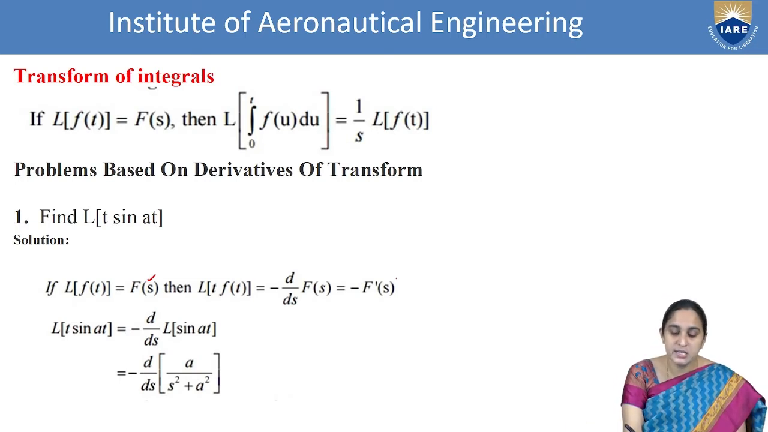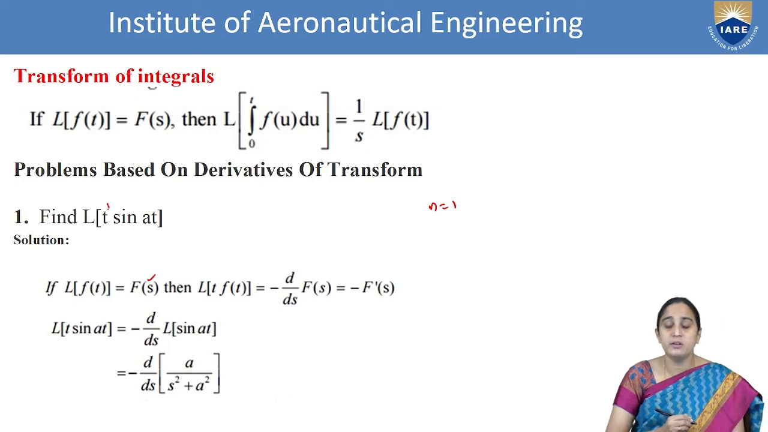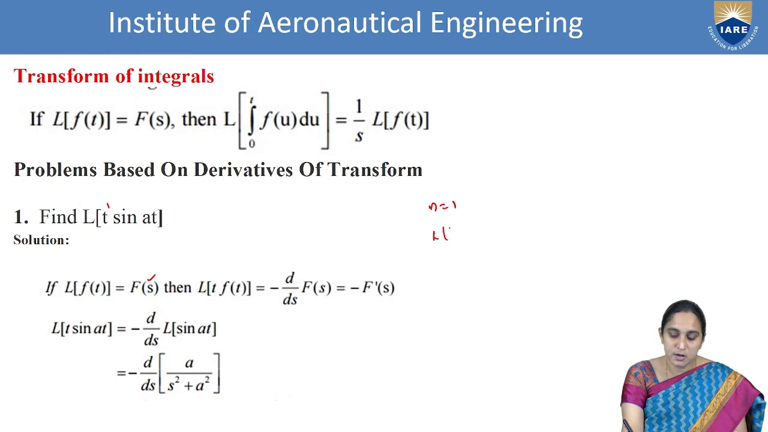That is minus 1, with t power 1. I'll write simply here, for the first question n is equal to 1. Why? Because here t power is 1. That is, n is equal to 1. Therefore, Laplace of t into f of t is equal to what?